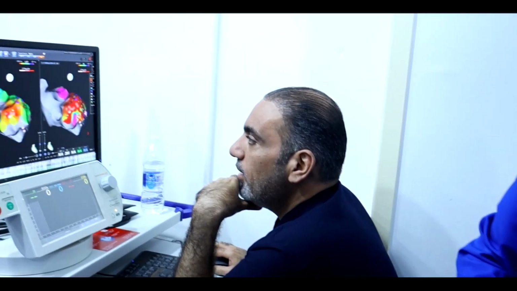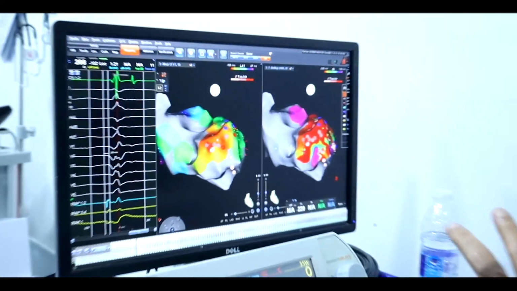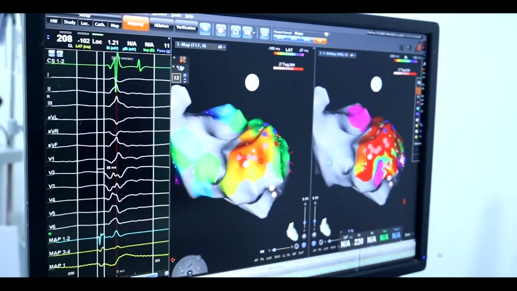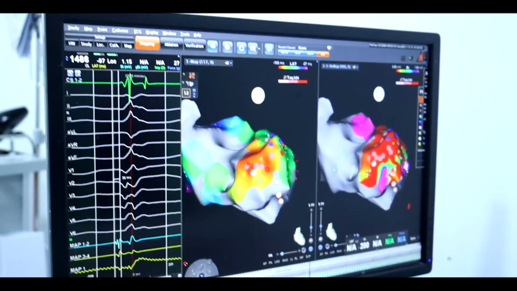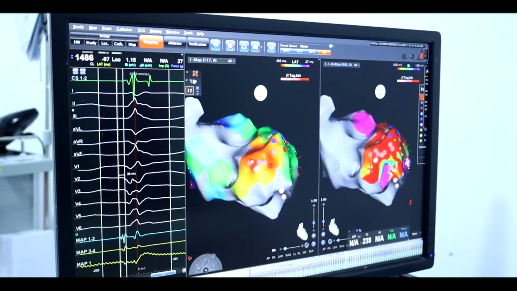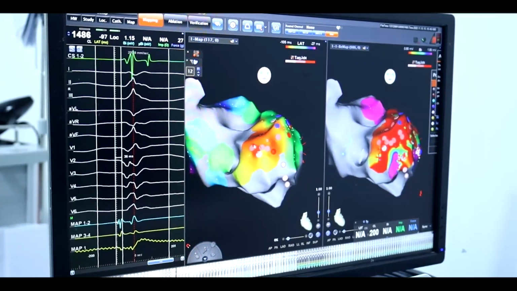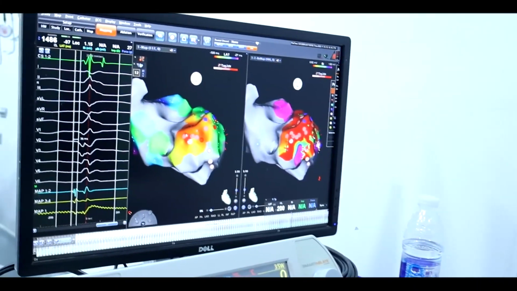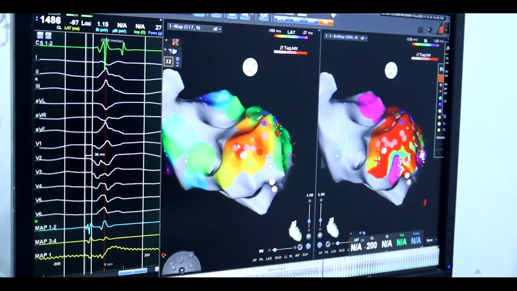In the beginning we did the FAM, and at the same time we did a voltage map and activation map. So we started with the voltage map because he had one session of ablation. We'll go back to the first study, which was a month ago.